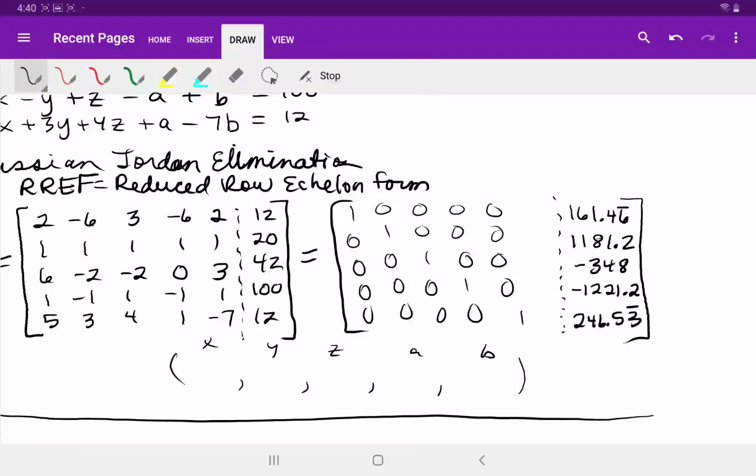Now, you can't leave the answer in the reduced row echelon form, though. Okay, it's a beautiful thing, but you have to write your answer as a point. So 161.46, 1181.2, negative 348, negative 1221.2, 246.53. Because I labeled the A and the B, I think I'm fine.